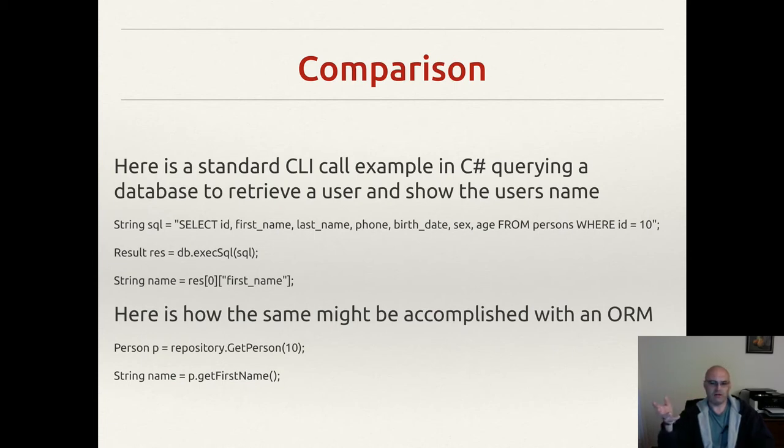Now, the same thing can be accomplished with an object relational mapping tool, and it might look something like this, where you have a person P, and you have this repository object, which, by the way, is the instance in this case of the object relational mapping tool, and you're asking that repository to get a person, and you're giving it the ID you want. And under the covers, this object relational mapping tool is effectively creating that same SQL string that you see above, but you don't have to do that. It's abstracted away from you.